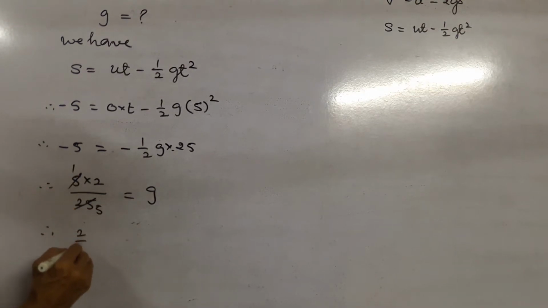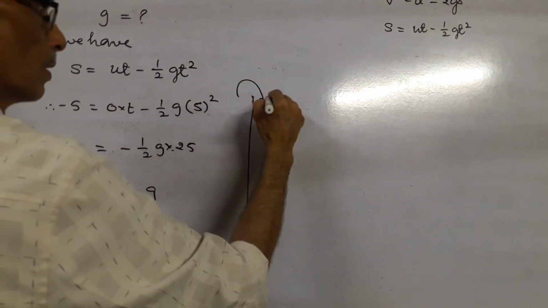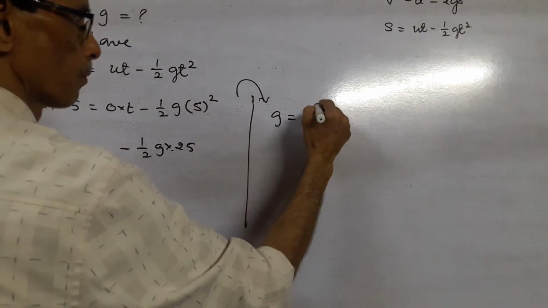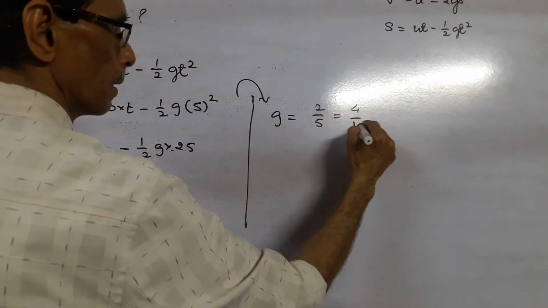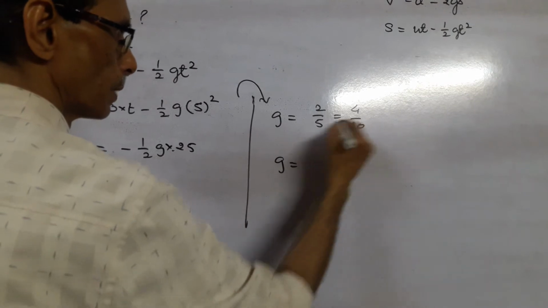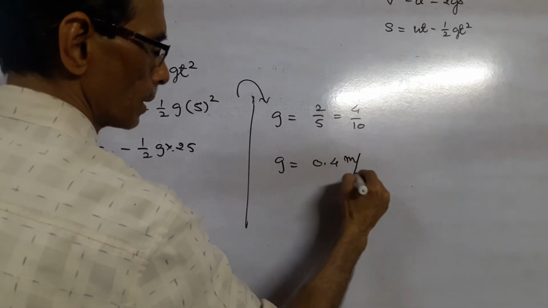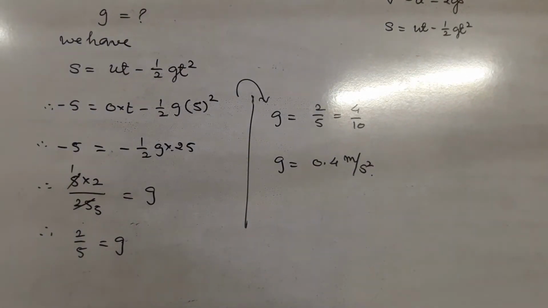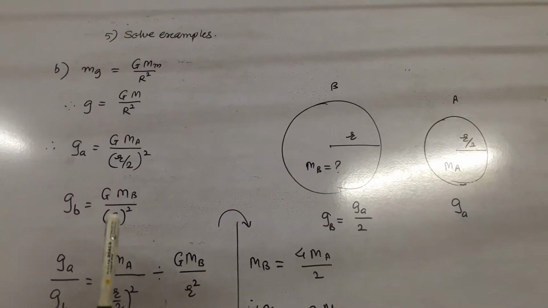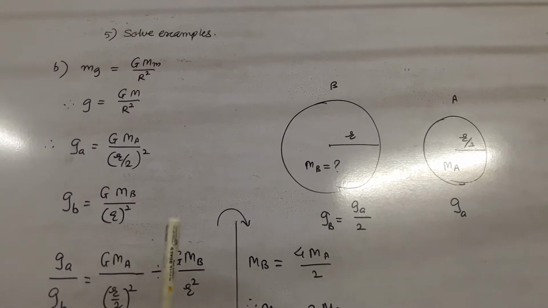So 2 upon 5 is g, and therefore the value of g is, now 2 upon 5 is also equal to 4 upon 10, and therefore g is equal to, now shift the decimal point, so 0.4 meter per second square. So the value of g on that planet is 0.4 meter per second square. Okay. Now let us take B, sum number B.